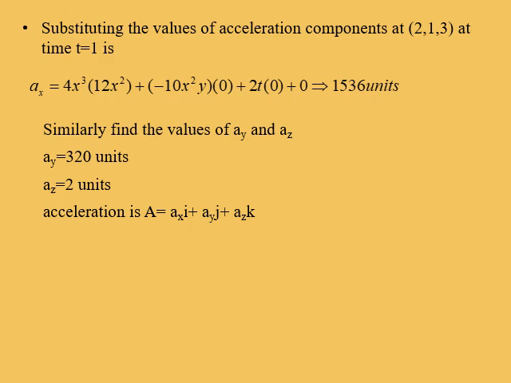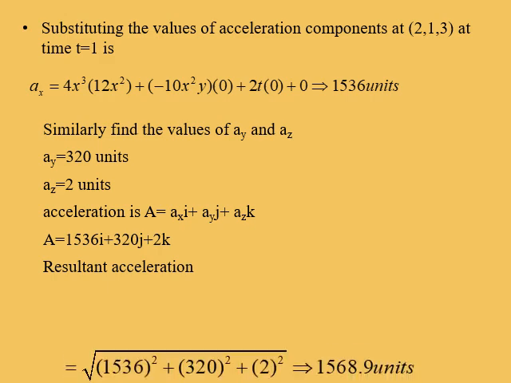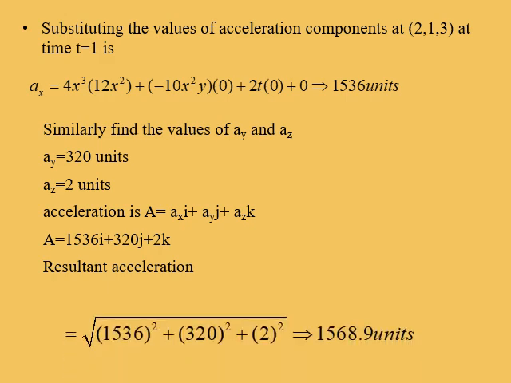Now acceleration a is equal to a of x i plus a of y j plus a of z k, so a is equal to 1536 i plus 320 j plus 2 k. Then the resultant acceleration is given by this formula, and the final answer is 1568.9 units. So that is the resultant acceleration. In this numerical we discussed how to find the resultant velocity as well as the resultant acceleration.